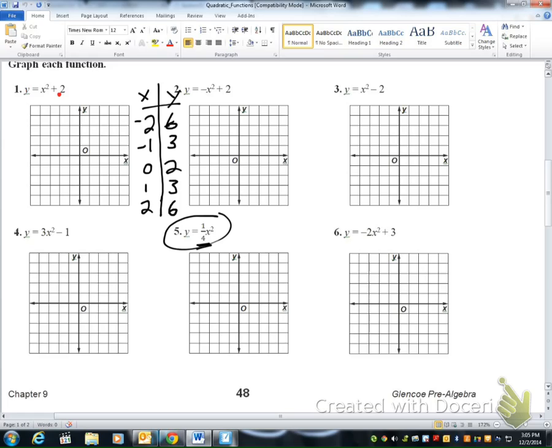Okay, then I also have positive 2, 6, so I'm going to go to the right 2 and up to about where 6 would be.